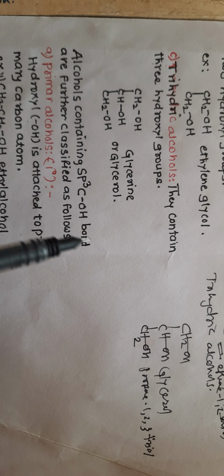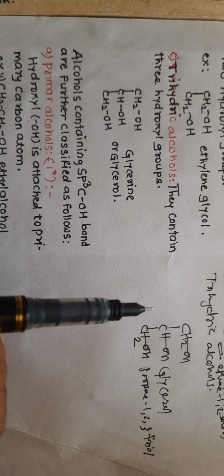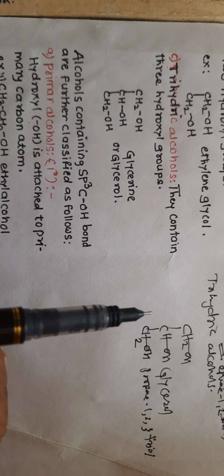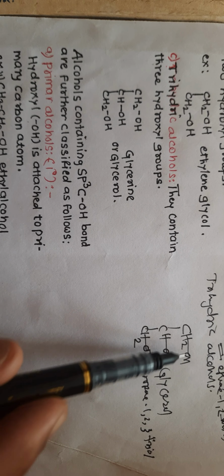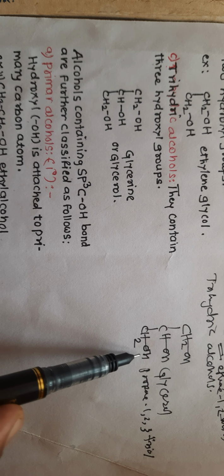In this way, it is a classification on the basis of OH groups. Monohydric alcohols contain only one OH group. Dihydric alcohols contain two OH groups. And if three OH groups are present, they are known as trihydric alcohols.